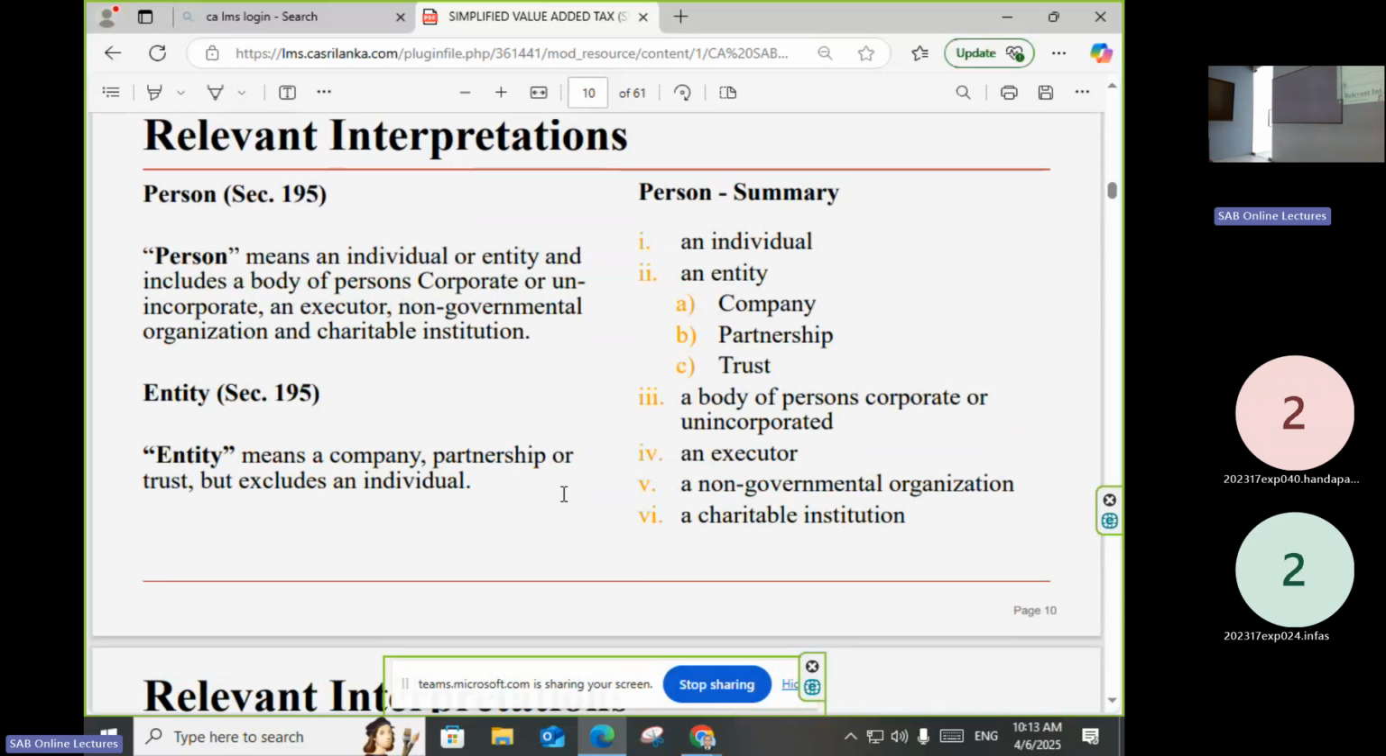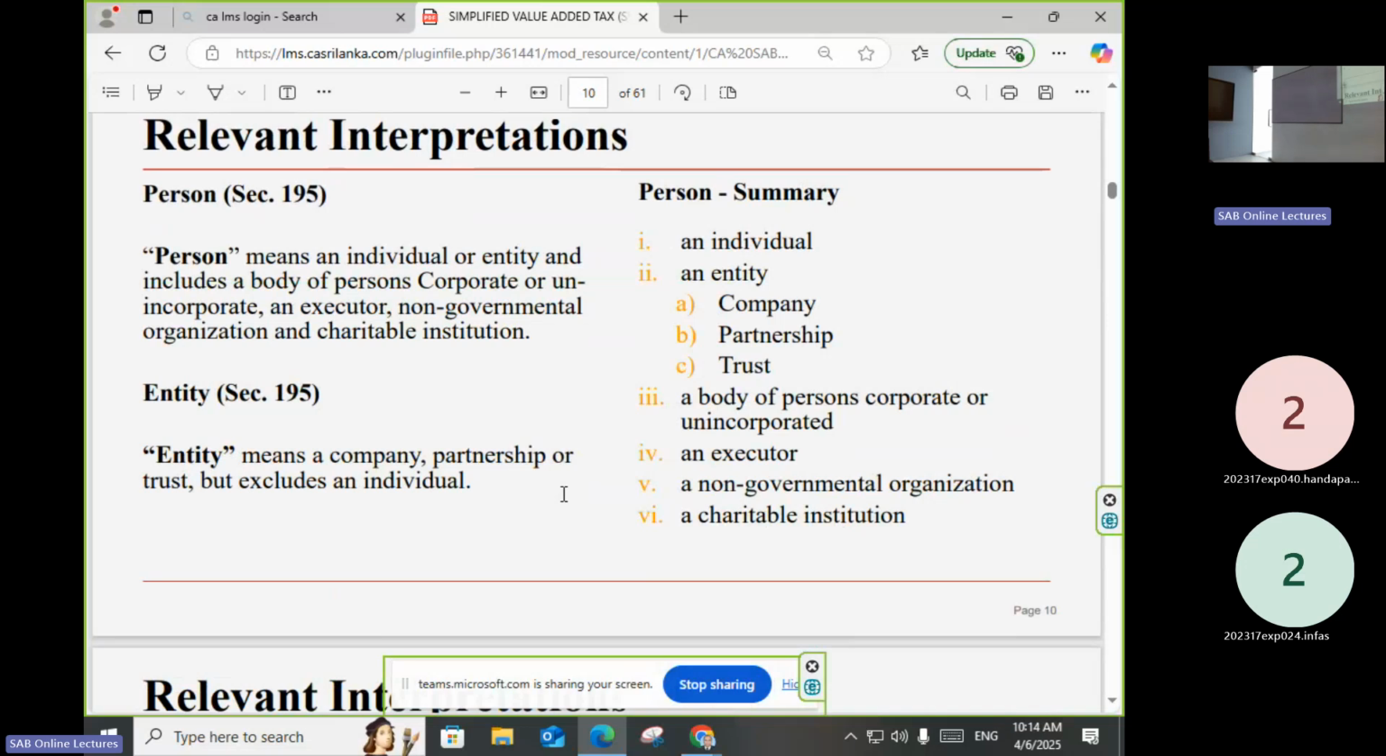In taxes, the income is coming, so somebody has to pay tax. Until that income is coming in that particular person's name, somebody has to pay tax. His name is executor. He is recognized as the executor, the person who acts for the deceased person. Then a non-governmental organization, not a government organization.